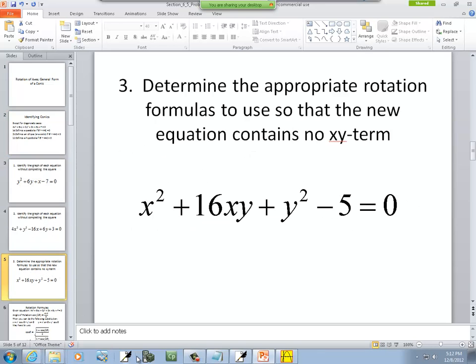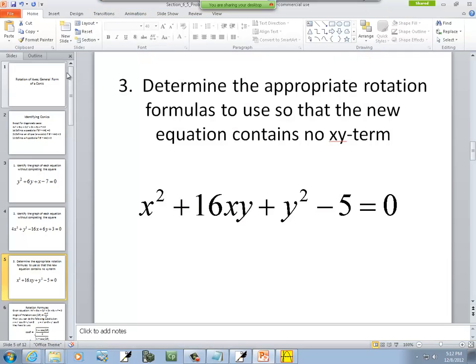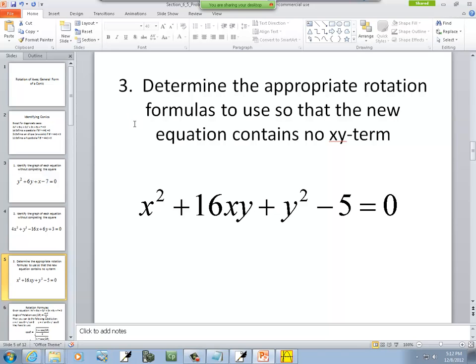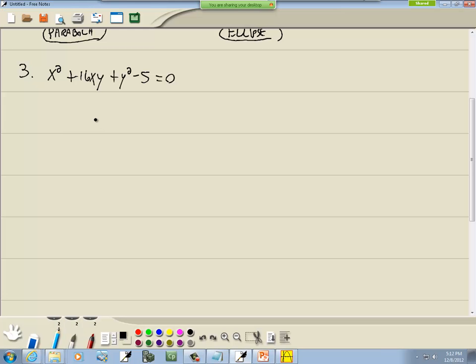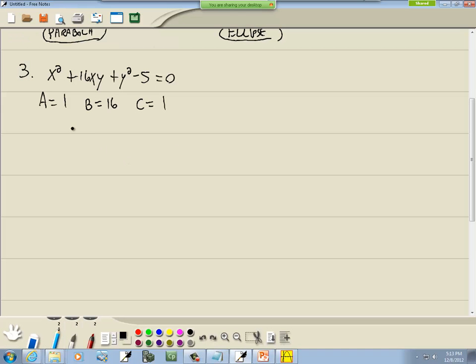Look at our third problem here. We have x squared plus 16xy plus y squared minus 5 equal to 0. Okay, a is what's before x squared, which is 1. B is what's before our xy, which is 16. And c is our number for our y squared, which is 1. I'm just looking at what's before the x squared, what's before the xy, and what's before the y squared.